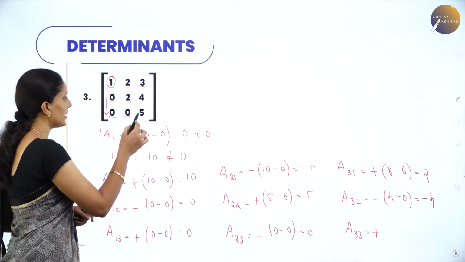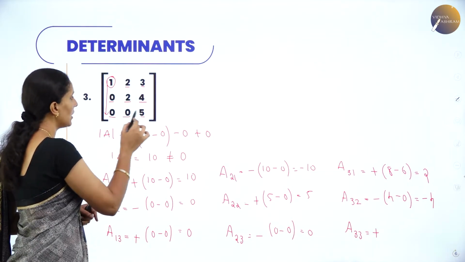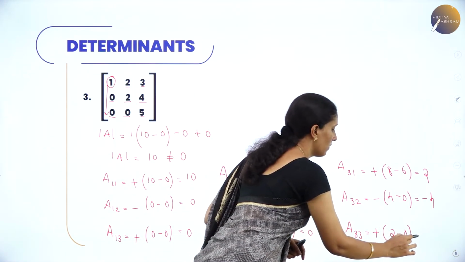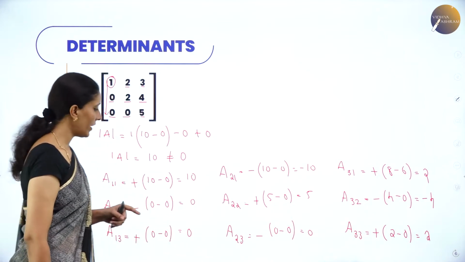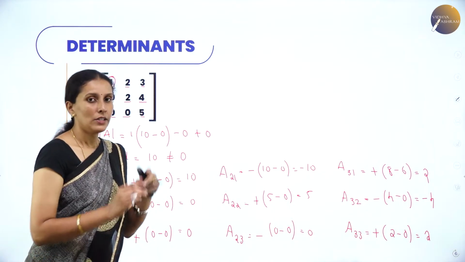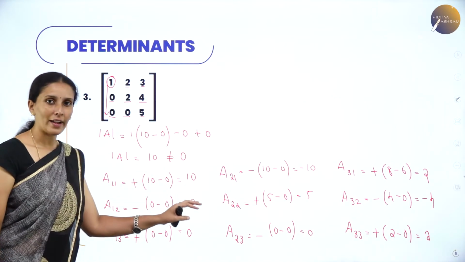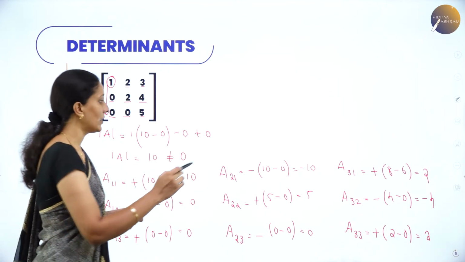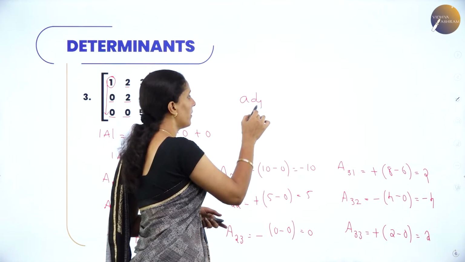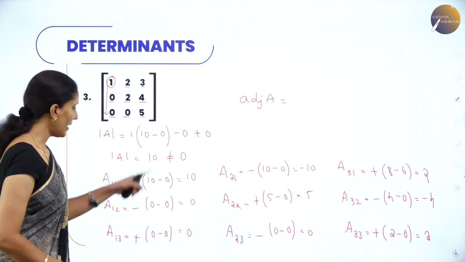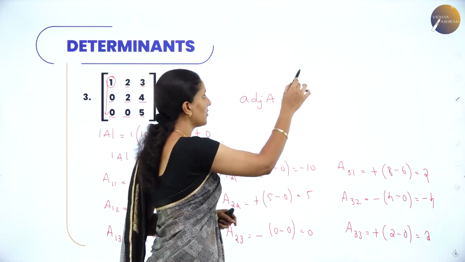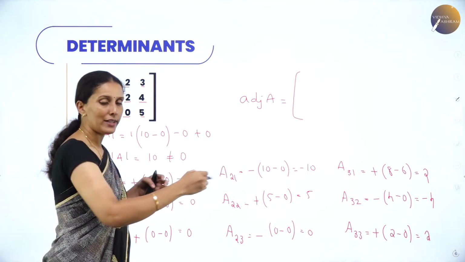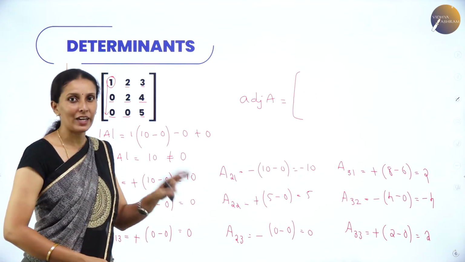Next we have A33 for 5. So delete the row, delete the column. So 2 minus 0, which becomes 2. So now we have all the cofactor elements. To write this as a cofactor matrix, you can write A11, A12, A13, or else directly you can find the adjoint of A. If you write in this order, the matrix becomes the adjoint of A. So instead of writing A11, A12, A13 row-wise, just write it column-wise. Directly you will get the adjoint of A.